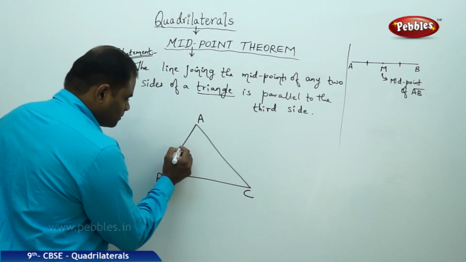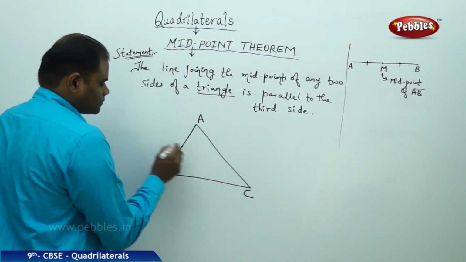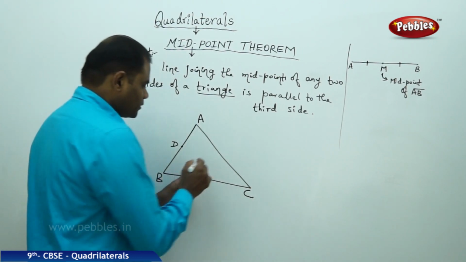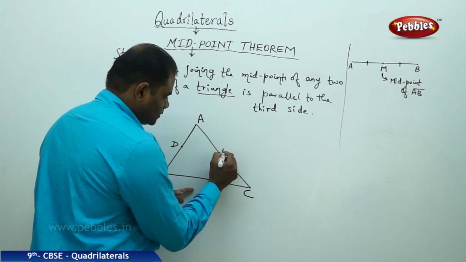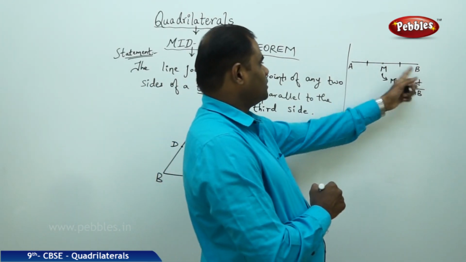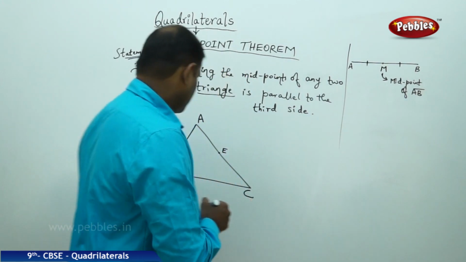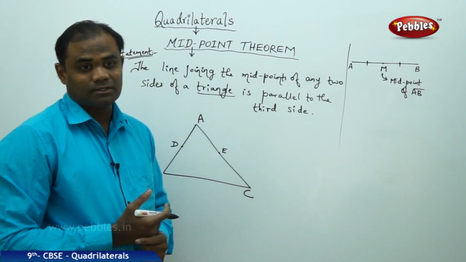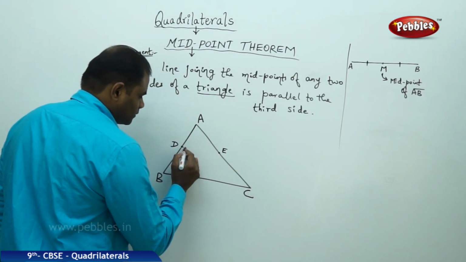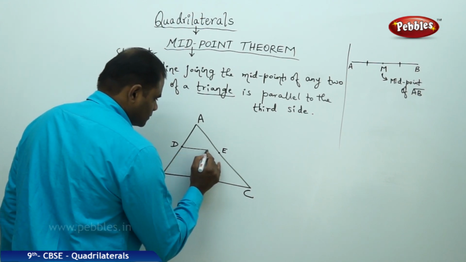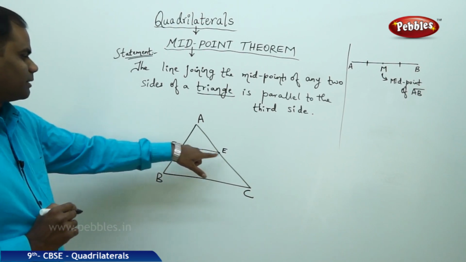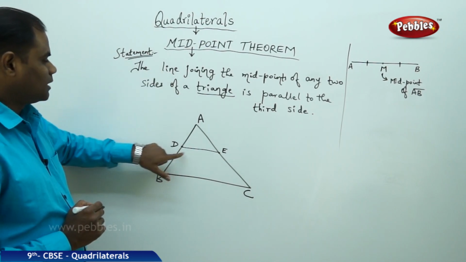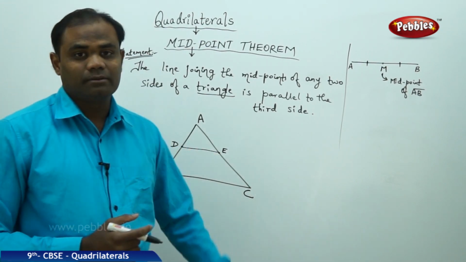So here, let me take the midpoint of AB, which is, say, denoted by D. And let me take the midpoint of AC at E. Just like the midpoint of AB here is M, which is exactly in the middle, same way D is exactly in the middle of AB and the point E is exactly in the middle of AC. Now, let me join the line DE. So I have a line segment connecting the two midpoints D and E. So the line referred here is nothing but the line DE in the diagram of triangle ABC.